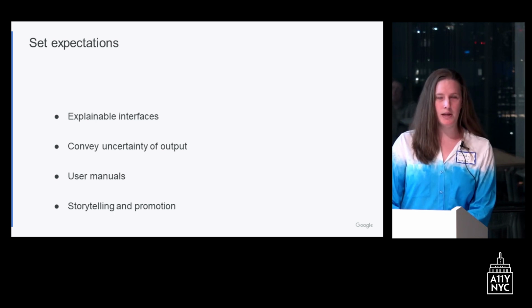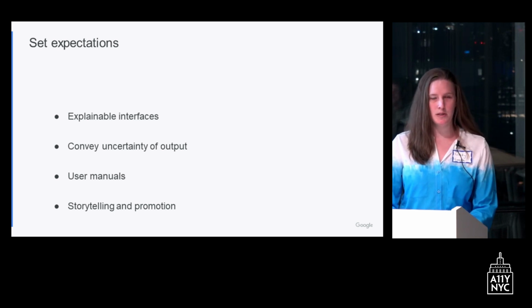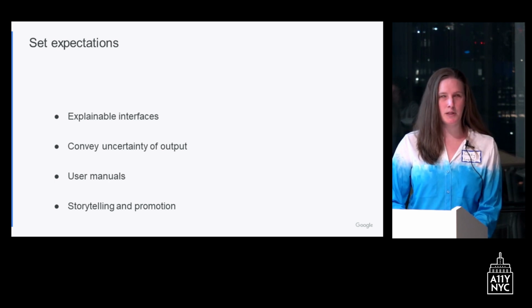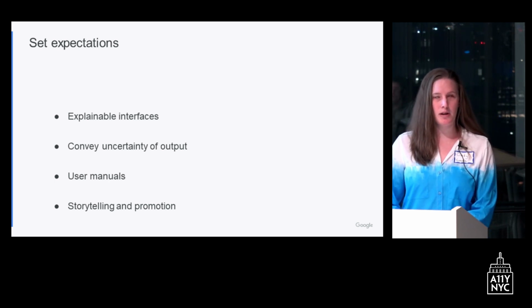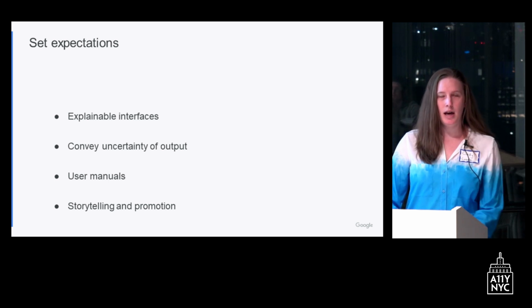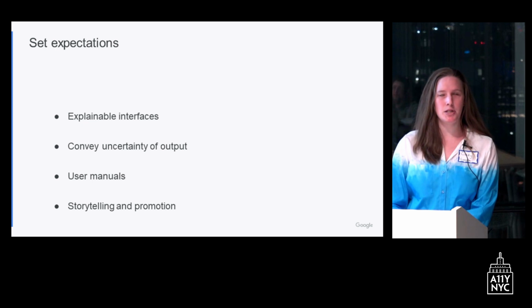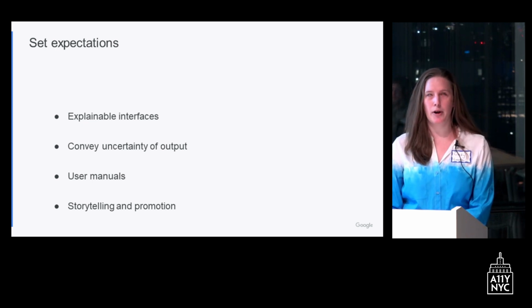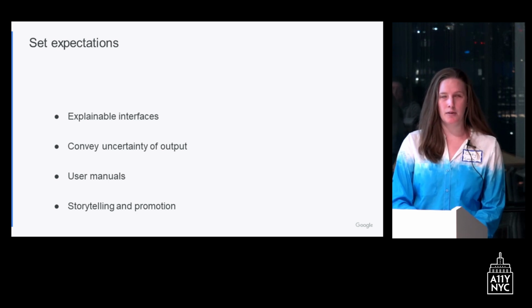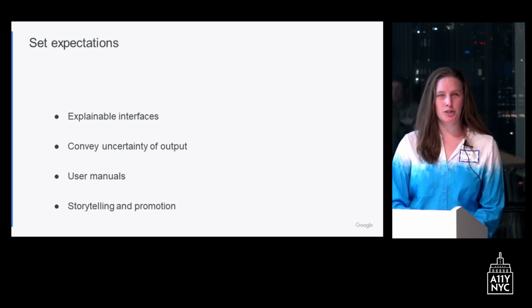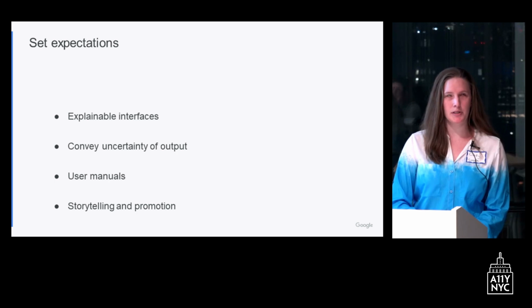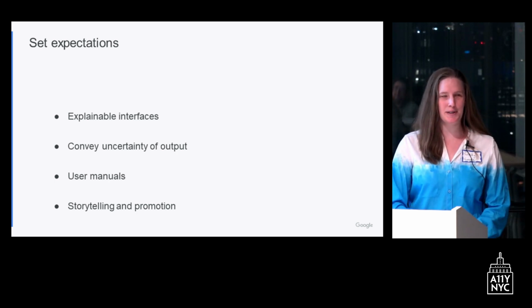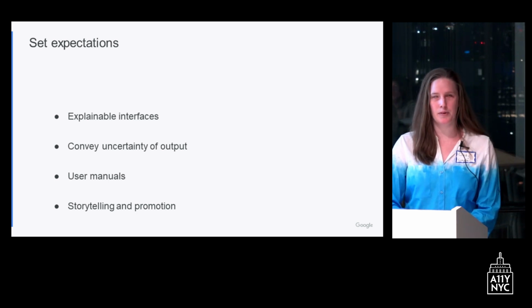So, having explainable interfaces with some of the things that Shari mentioned, like getting explanation, getting clues as to the accuracy, conveying uncertainty, incorporating this type of information about use cases that it works really well on or not in user manuals, and doing measured storytelling and promotion so people understand that AI is not omnipotent. There are use cases where it might be helpful or not.